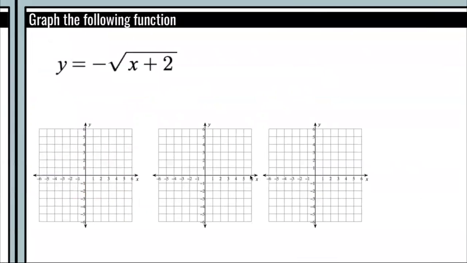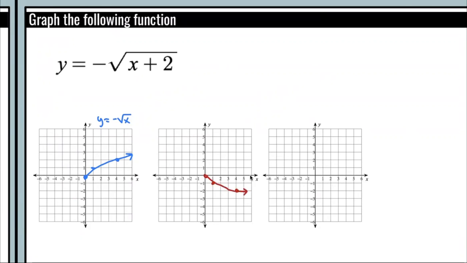All right, very similar problem, only we're gonna start again: 0, 0, 1, 1, 4, 2. That's y equals square root of x. You'll notice we have the negative on the outside, so we're gonna shift it up, reflect it across the y-axis.